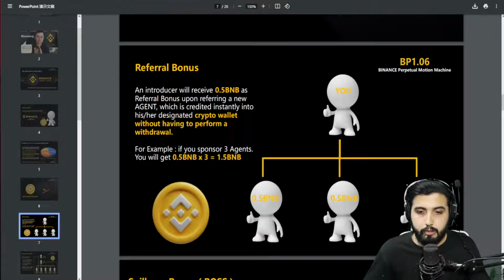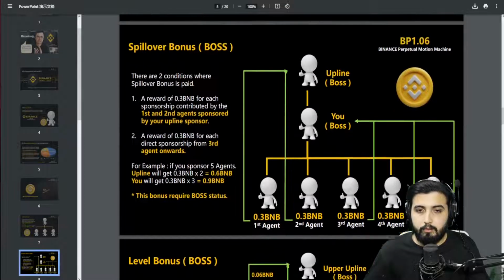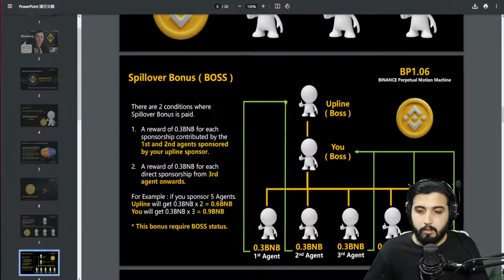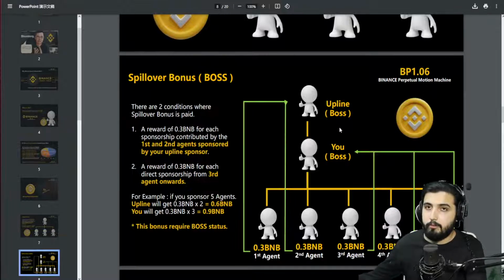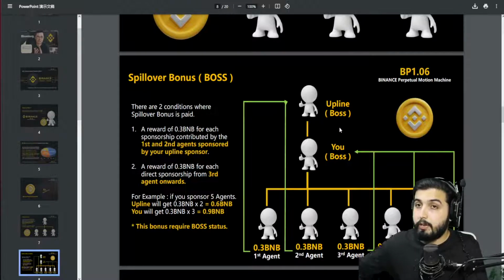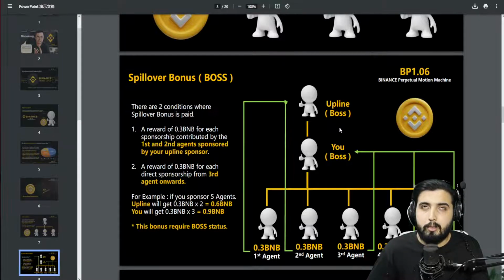Referral bonus is pretty straightforward. You refer someone, and when they invest, you get 0.5 BNB for every agent that deposited. And then afterwards, we have the spillover bonus. This one is basically when you refer 5. Let's say you refer another person, and the person that you referred further referred 5 people, then you get 0.3 BNB for 2 of the agents that the person referred. So you get 0.3, 0.3, that becomes 0.6 BNB. So you get 0.6 BNB through that.